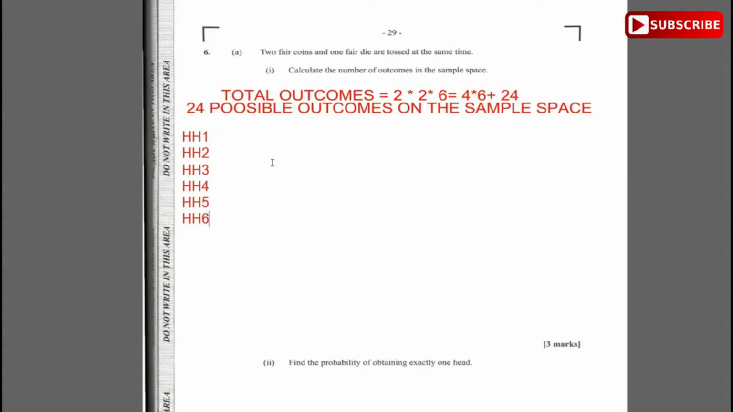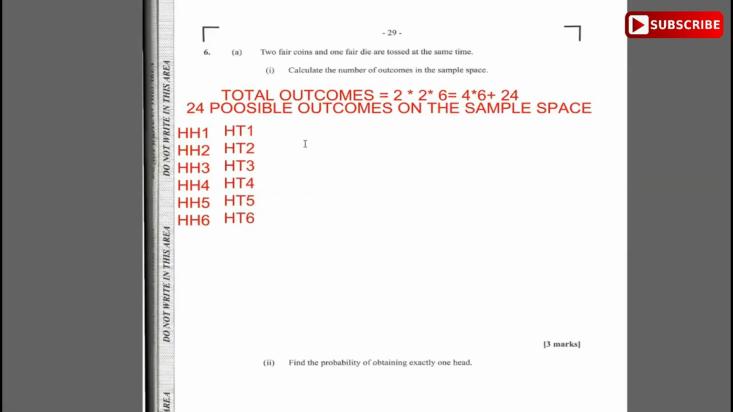Those are all possibilities of getting a head, then a head, then a number. Then maybe you get a head, then a tail, then a 1. Or a head, then a tail, then a 2. Or a 3. Or a 4. Or a 5. Or a 6. Those are four right there.